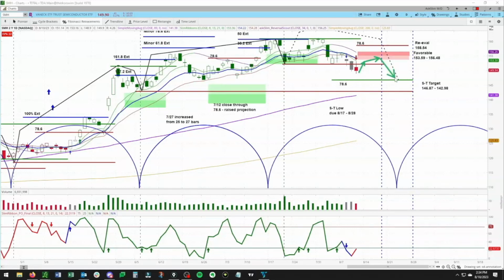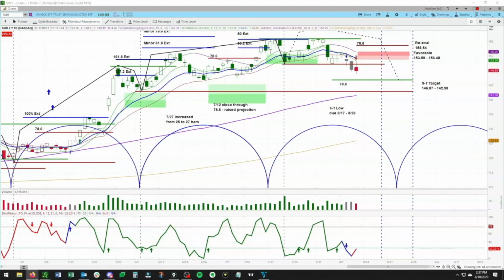So that is what we are looking for here in the SMH, is for a small bear flag to form and then for this to turn down. The favorable zone for this idea is 153.59 to 156.48. If it closes through the 78.6 at 158.54, that would render this idea no longer valid, and we are looking for a move down to this 78.6 fib and this prior cycle low right there, and that is 146.87 to 142.98.